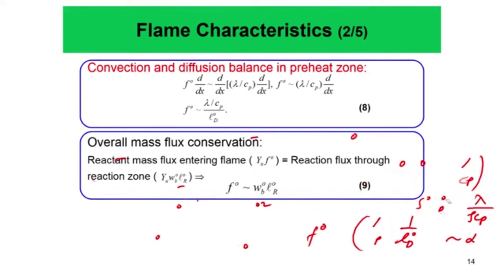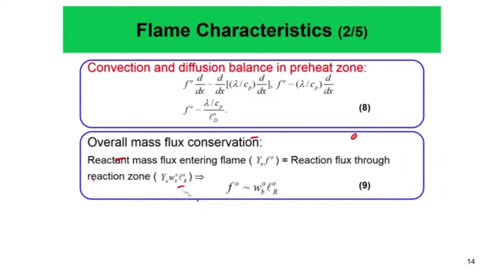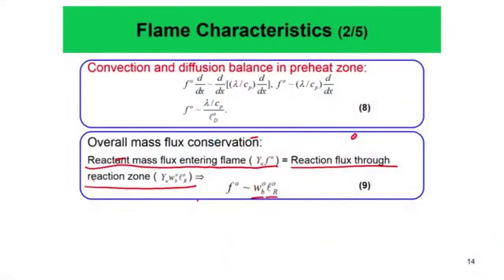So if you remember the dimensions of the reaction rate, we can also relate your F0 to this: W is 0, the species production rate at the burnt gas temperature, times LR0. That is how you dimensionally connect F0 with the reaction rate. The assumption is that the reaction mass flux entering through the flame, that is Y0 times Fu, is equal to the reaction flux through the reaction zone, which is Y0 times WB0 times LR0, because that is the species consumption rate times LR0.